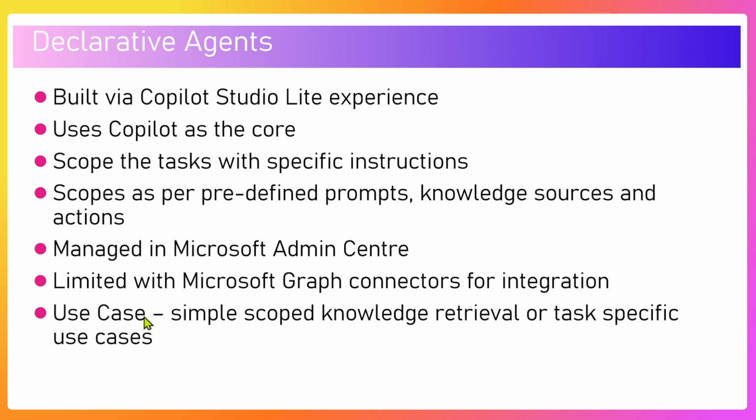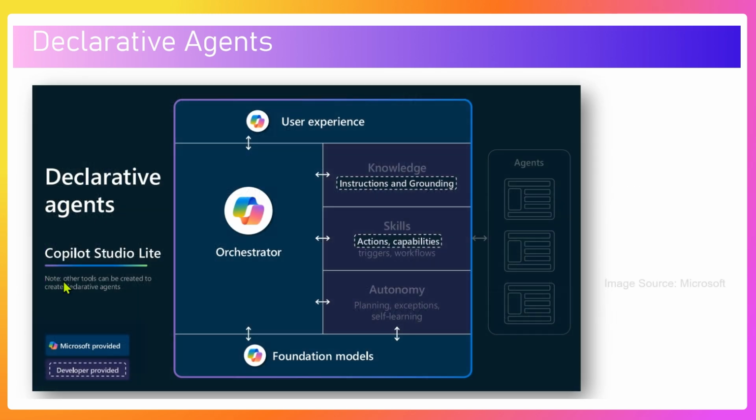Now, from a diagram perspective, declarative agents, Copilot Studio Lite: you have an orchestrator, you get a user experience, and then you get a foundation model. So foundation model is a language model which basically parses your prompt and it will give you the response back. Knowledge, instructions and grounding, skills, actions, capabilities. Now, anything which is highlighted, this is what is available within the declarative agent.